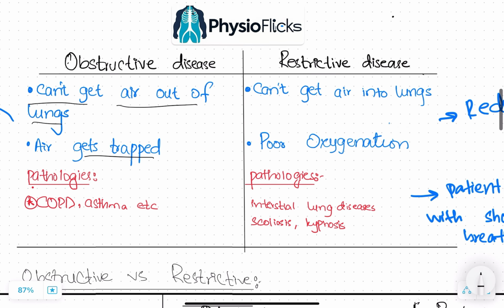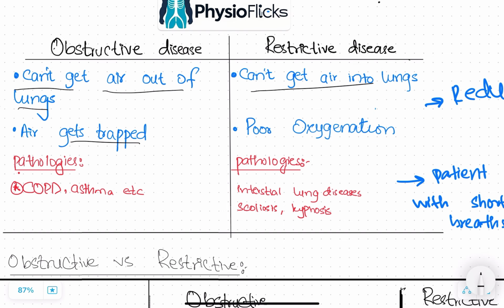Whereas restrictive lung diseases are generally explained as the kind of diseases in which the air cannot get into the lungs. On the contrary, we just discussed that in obstructive diseases, you cannot get air out of your lungs, and in restrictive diseases, the patient cannot get air into the lungs. So there is poor oxygenation because the patient cannot get air into the lungs, which is very obvious.